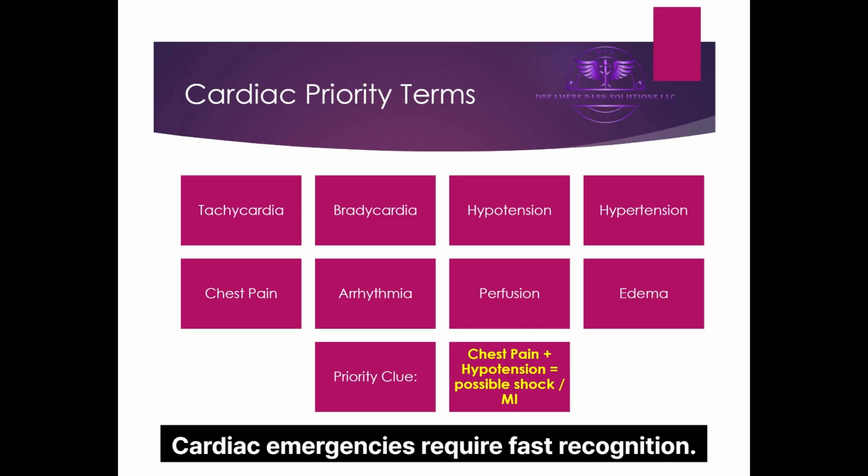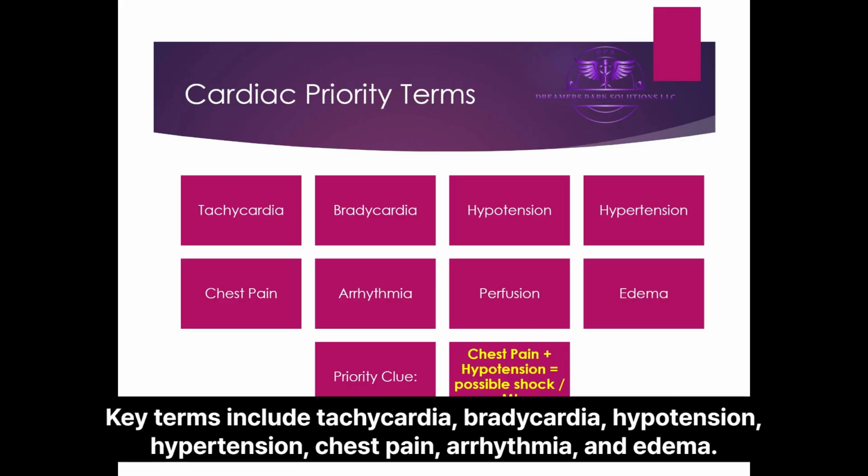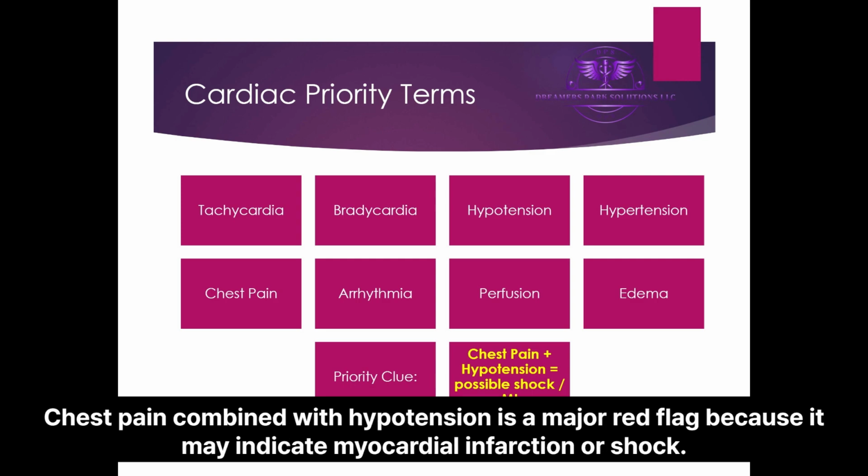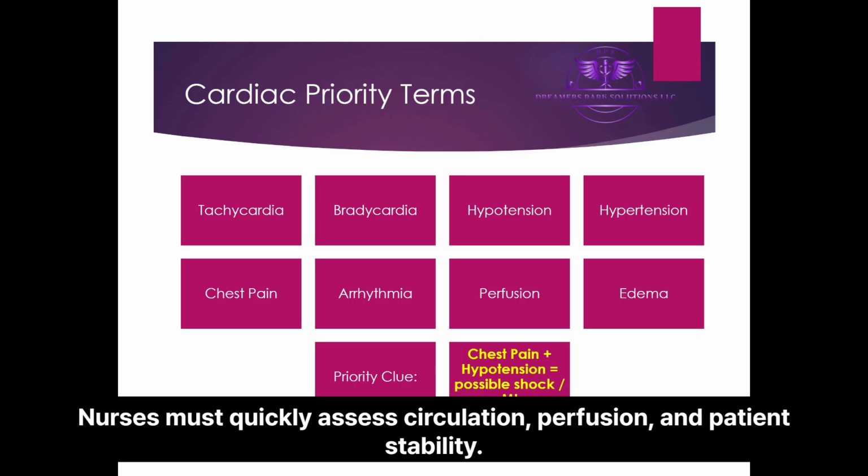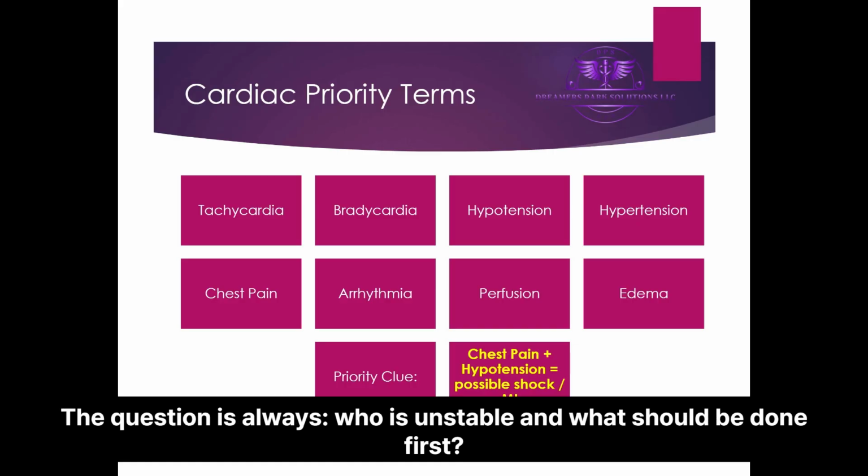Cardiac emergencies require fast recognition. Key terms include tachycardia, bradycardia, hypotension, hypertension, chest pain, arrhythmia, and edema. Chest pain combined with hypotension is a major red flag because it may indicate myocardial infarction or shock. Nurses must quickly assess circulation, perfusion, and patient stability. The question is always who is unstable and what should be done first.